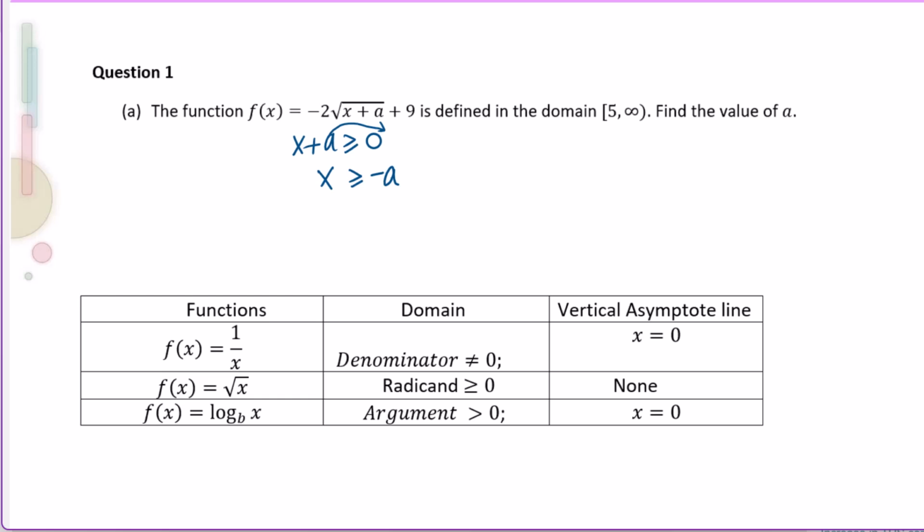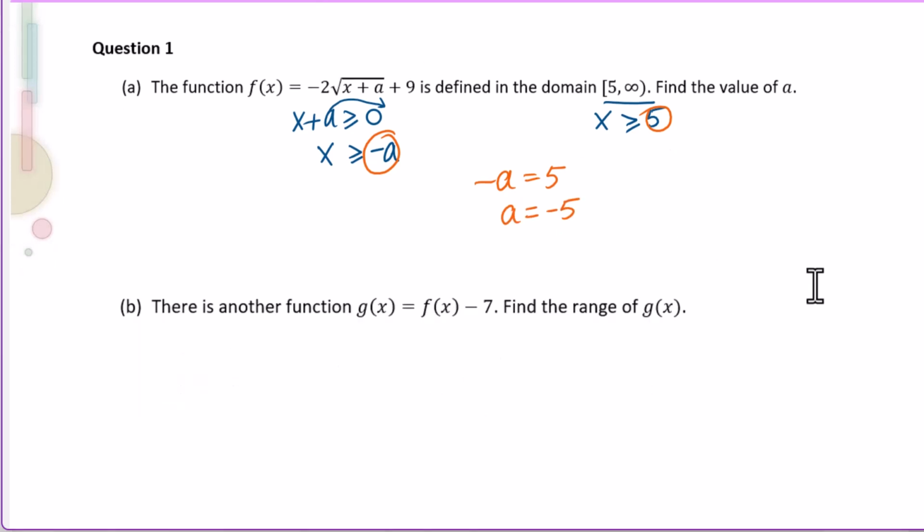We are given the domain x greater than or equal to 5. So we have -a equals 5. Divide by -1 on both sides. a equals -5. Let's go to B.